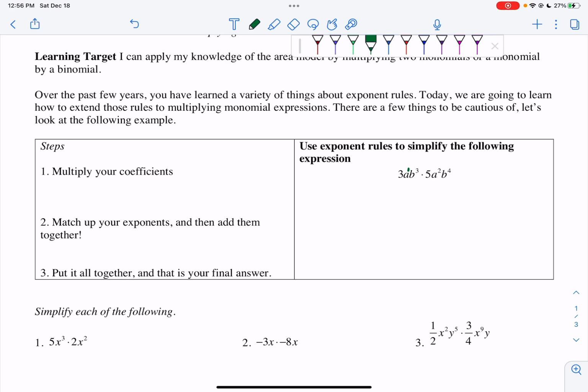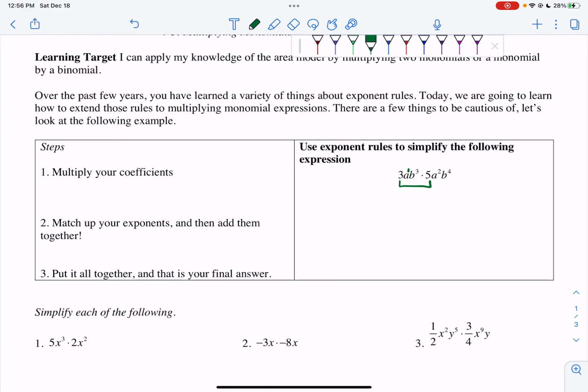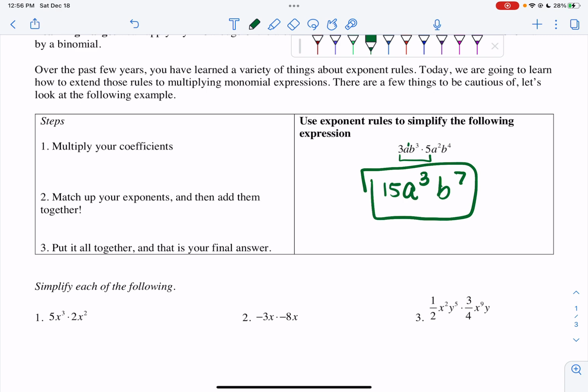Step 1 says multiply your coefficients. So I simply multiply my 3 and my 5. What's 3 times 5? 15. Now, step 2 says match up your exponents and add them together. I mean match up the like variables. So I'm not going to do ab and ab, I'm going to do a and a. So a to the first and a squared. What's 1 plus 2? 3. So I have 15a to the third, b to the third, b to the fourth. What's 3 plus 4? 7. So my final answer is 15a to the third, b to the seventh.